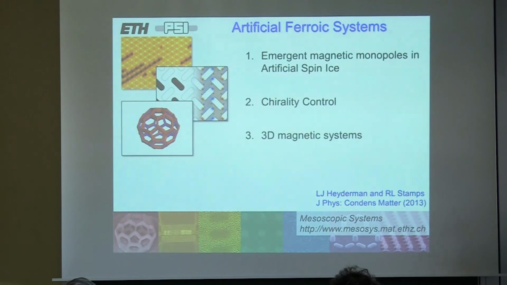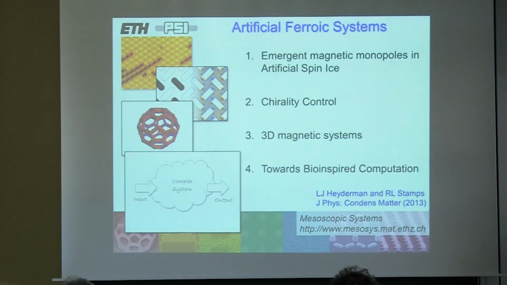I also talked about 3D magnetic systems, and as I mentioned, it's this added degree of freedom that's interesting both for fundamental science, but also applications. And we will continue to work on trying to manufacture these 3D systems, but also trying to measure the magnetic configurations. So the main topic of this conference is neuromorphic computing, and I showed you our first very small steps towards bio-inspired computation. As you see, we have very complex systems, and we're learning how to input to these systems and to read these systems.